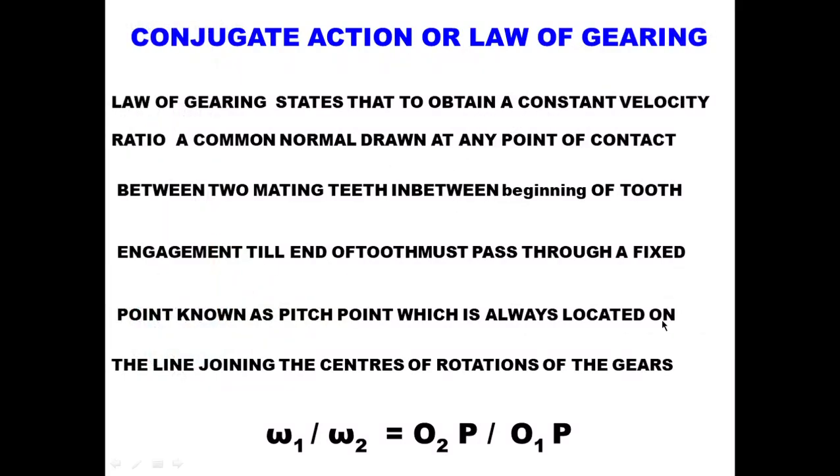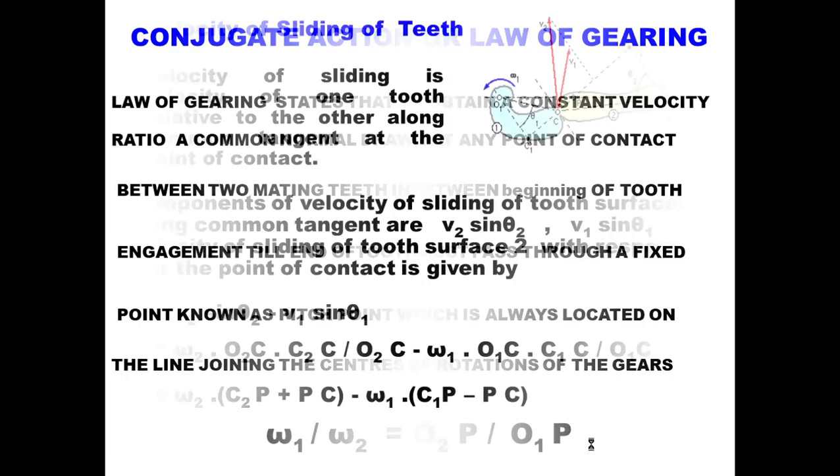Now the law of gearing. The law of gearing states that to obtain a constant velocity ratio, a common normal drawn at any point of contact between two mating teeth, from the beginning of tooth engagement till the end, must pass through a fixed point known as the pitch point, which is always located on the line joining the centers of rotation of the gears. So this is the law of gearing or conjugate action, that is omega 1 by omega 2 is equal to O2P by O1P.